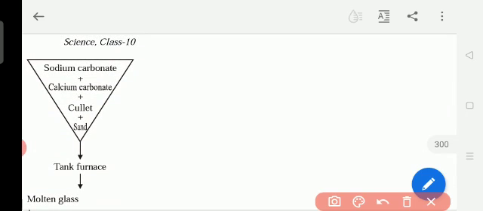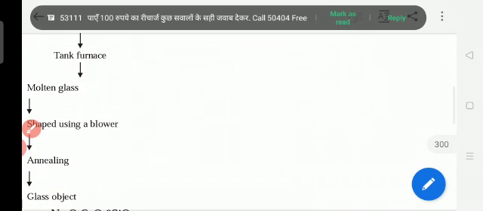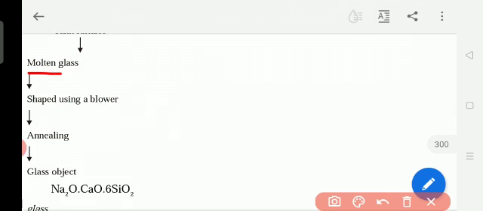Now we study how to prepare this one. To prepare the glass, first we take the mixture of sodium carbonate Na2CO3, calcium carbonate CaCO3, cullet, which means pieces of broken glass, and sand, which means silica. So these are the things we use. A tank furnace is like a closed one, and inside that we send the heat. All these things are heated. After heating, we get a melted glass.